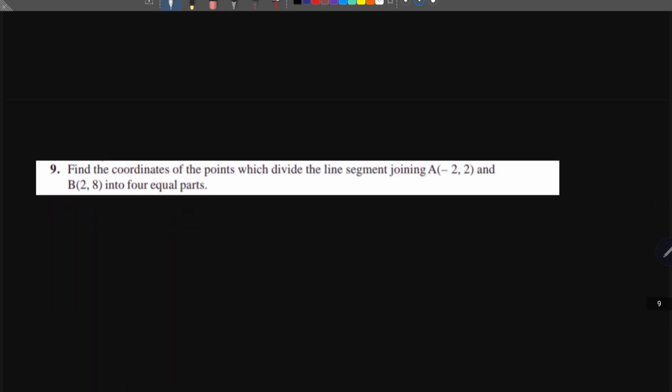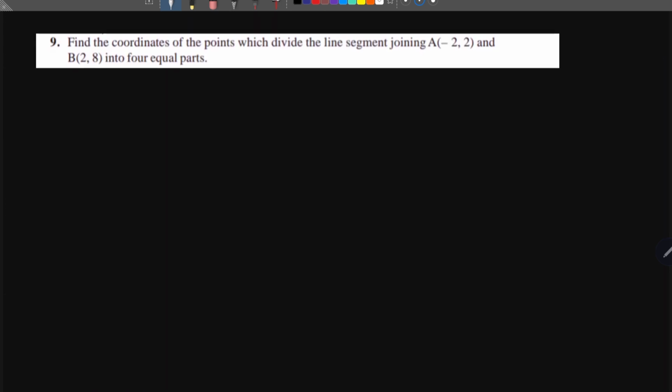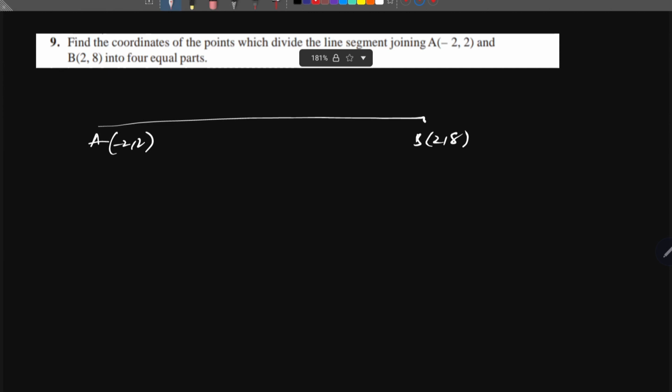The next question is question number 9. Find the coordinates of the points which divide the line segment joining A (-2, 2) and B (2, 8) into 4 equal parts. To understand better, I will draw a rough diagram where AB is a line segment. Imagine A is the point (-2, 2) and B is the point (2, 8). We need to divide the line segment into 4 different parts. Let us imagine P1 is one point, P2 is another point, P3 is another point.